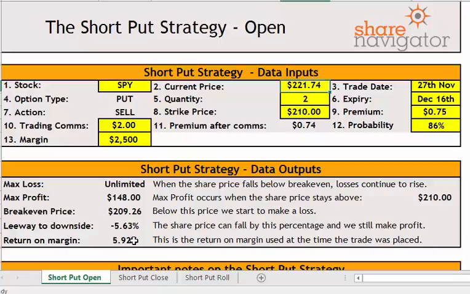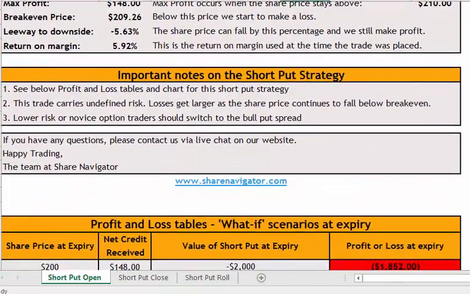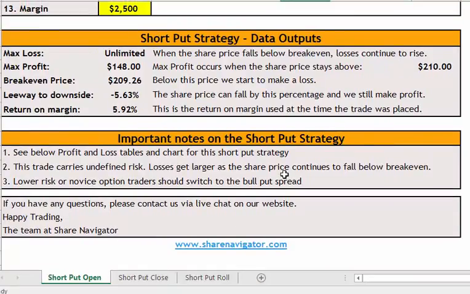So because the strategy is technically unlimited in terms of risk, you've got to use margin as a guesstimate in terms of your return on capital here. So what we've done then is we've actually gone on and included some important notes on the strategy that we think you should be aware of. So look at the profit and loss tables below. We're going to go through them now in a moment.